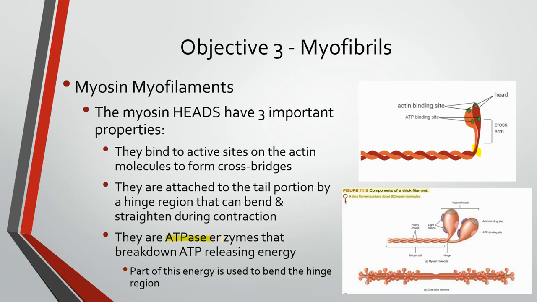There are also going to be enzymes that are going to break apart ATP. So we'll talk about the ATP portion when we get to muscle contraction, but they're able to break down that molecule and release energy. And so that's going to help provide energy for them to move at that hinge.